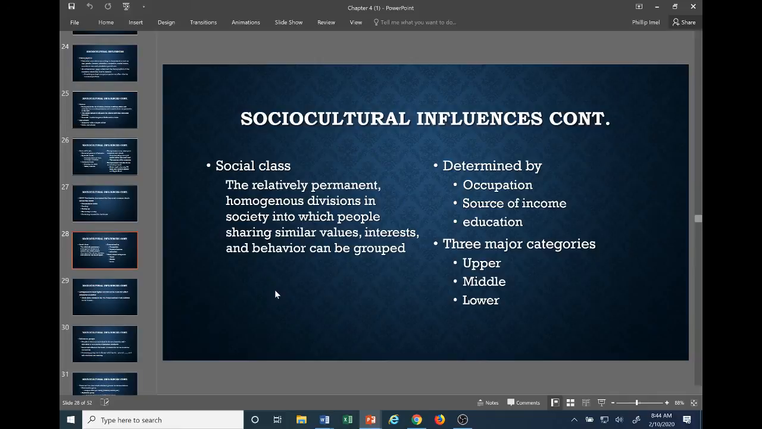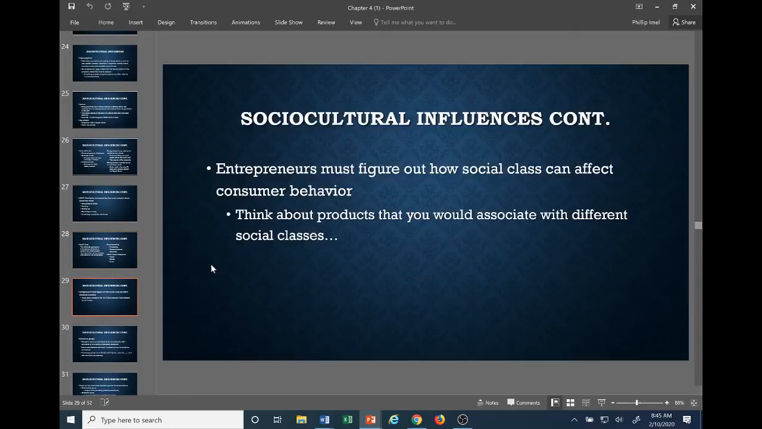Social class. This is the relatively permanent homogenous division in society in which people sharing similar values, interests, and behavior can be grouped. It can be determined by occupation, source of income, or education. There are going to be three major categories of social class. Obviously, we have the upper class, the middle class, and the lower class. I think everyone's heard of that throughout their life, probably numerous times. So social class is obviously going to be important.